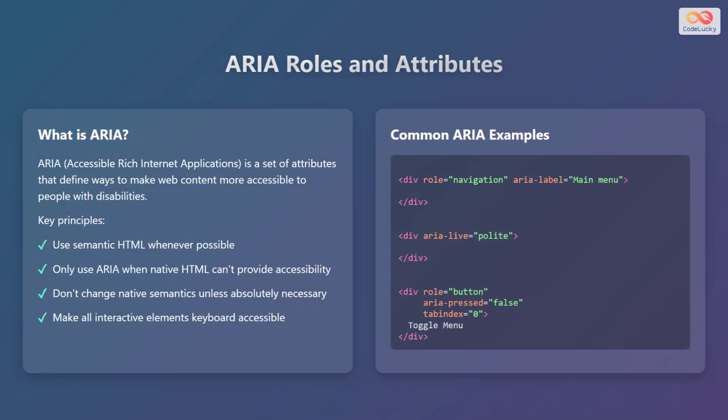ARIA, or Accessible Rich Internet Applications, is a set of attributes that define ways to make web content more accessible to people with disabilities. When using ARIA, remember to use semantic HTML whenever possible. Only use ARIA when native HTML cannot provide necessary accessibility. Do not change native semantics unless absolutely necessary, and make all interactive elements keyboard accessible. Common ARIA examples include landmark roles, like role equals navigation and aria-label equals main menu, live regions like aria-live equals polite, and interactive elements like role equals button, aria-pressed equals false, and tabindex equals 0.